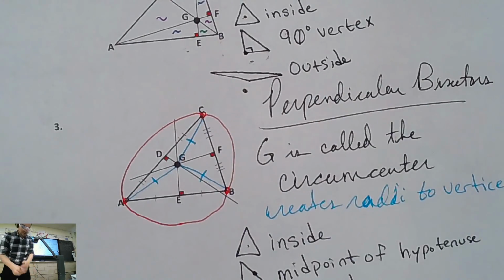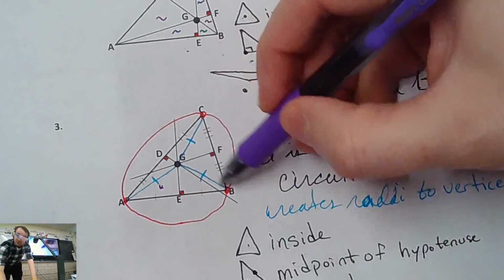So for instance, if I told you that this segment was 6, how big would BG be?